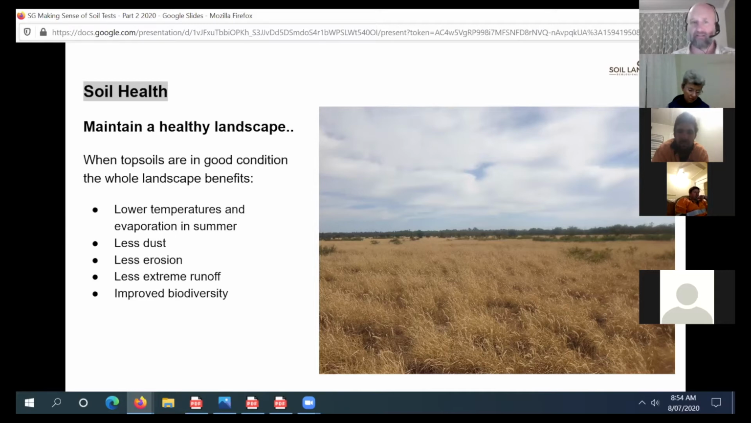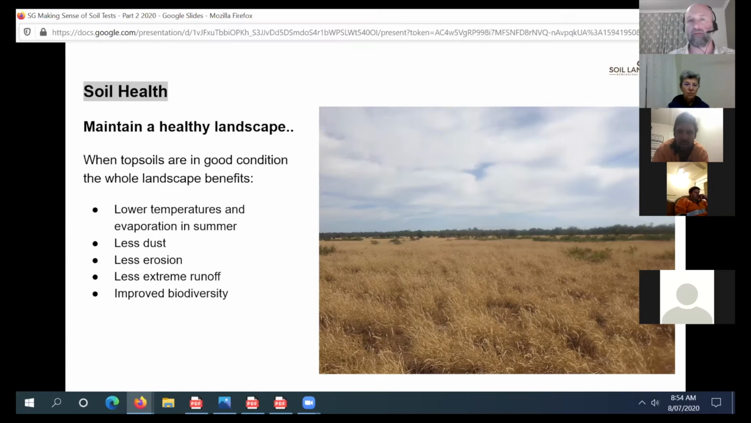Less dust, less erosion, less extreme runoff, improved. You have more soil insects, and you might go, what's so good about soil insects, Dave? Well, that increases nutrient cycling, but it also means you can have more bird life in the landscape, more lizards, all of that stuff.